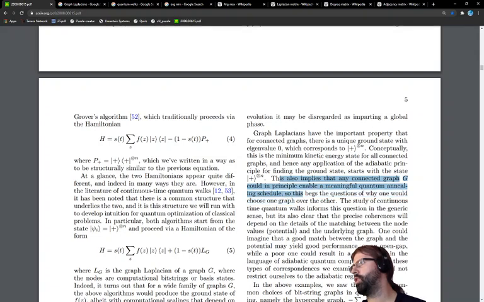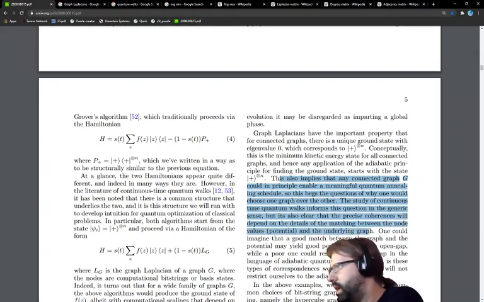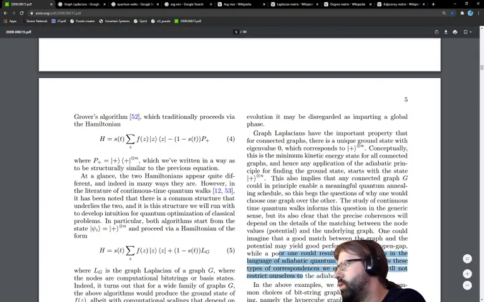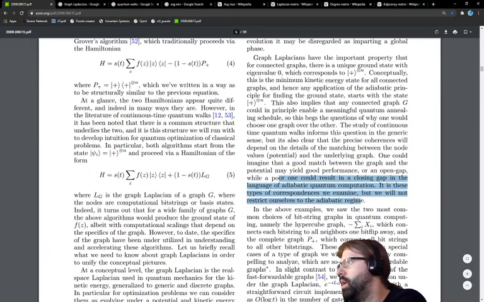So this begs the question of why one would choose one graph over the other. The study of continuous time quantum walks informs this question in the generic sense, but it's also clear that the precise coherences will depend on details of the matching between the node values, potential, and the underlying graph. One could imagine that a good match between the graph and the potential may yield good performance, or an open gap, while a poor one could result in a closing gap in the language of adiabatic quantum computation. It's these types of correspondences we examine, but we will not restrict ourselves to the adiabatic regime.